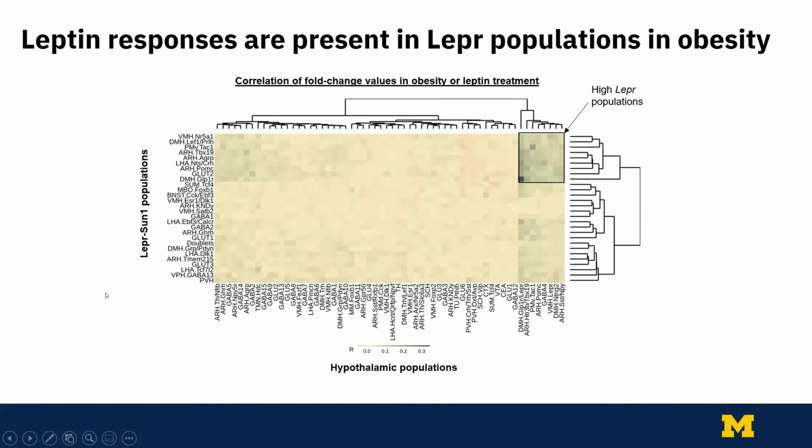So we wanted to know, does high-fat diet treatment look like leptin treatment? So we took our leptin receptor SUN1 populations and correlated the effects of leptin treatment with the effects of high-fat diet treatment in the broader hypothalamus. And you can see that for the most part, there is no correlation across the vast majority of populations. But there is a modest correlation in this small chunk of populations out here. And when we looked to see what those are, you can see that, again, these are our classic leptin receptor populations, DMH, GLP-1 receptor, POMC, VMH, and so on.